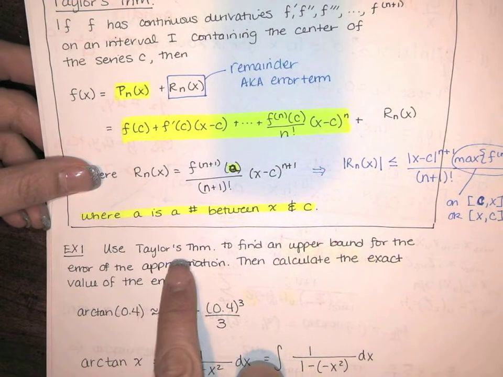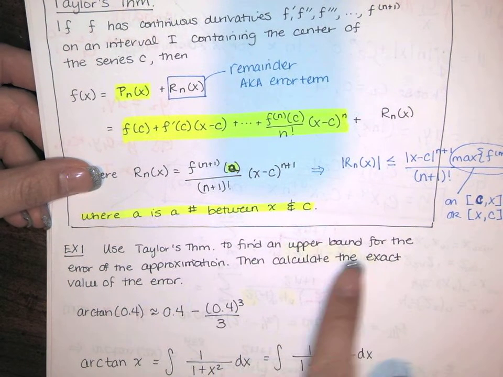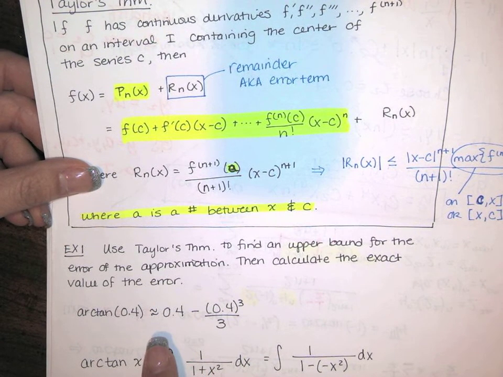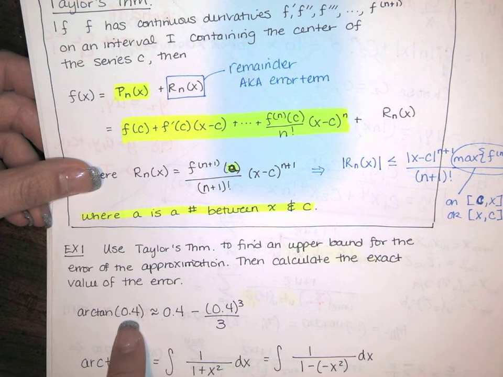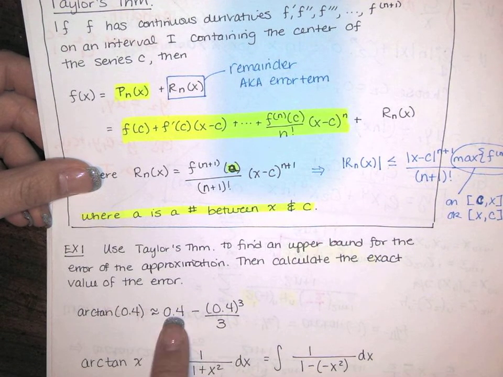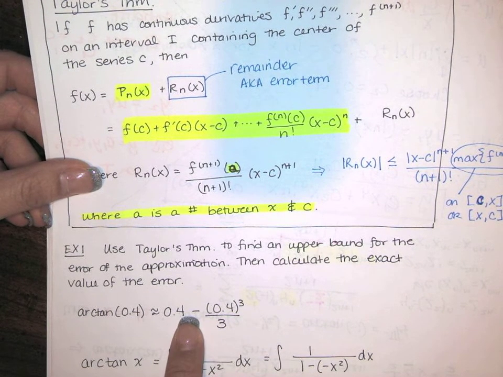It's asking us to use Taylor's theorem to find an upper bound for the error of the approximation and then calculate the exact value of the error. So they're giving us x equals 0.4. Okay, that's good. And notice that we're using a 3rd degree polynomial over here.